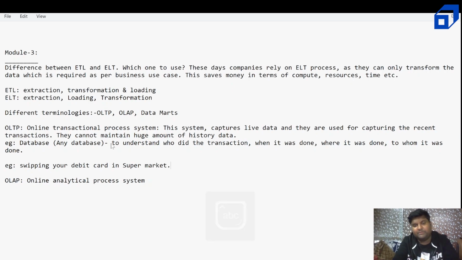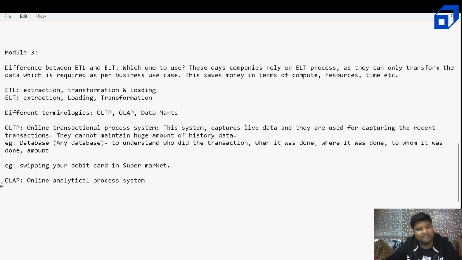So once you swipe your debit card, it will store information such as the card has been used to perform a transaction at a supermarket by using your debit card. It was done by you because you are using your debit card, right? And the timestamp exactly when the transaction was done, to whom it was done, basically towards the supermarket, and what was the amount. Amount is also there, so I'll write amount here, right? So all the transactional data, basically all the live data or hourly data, is captured in an OLTP system.